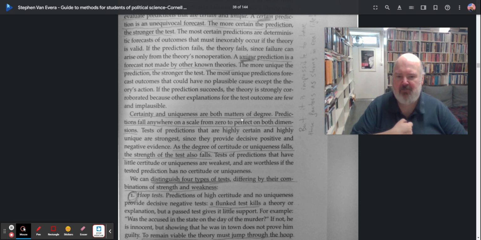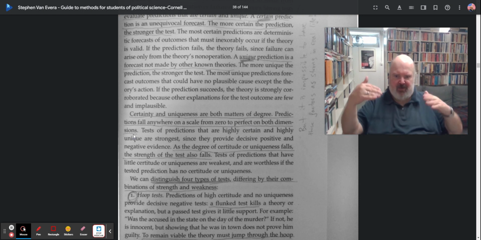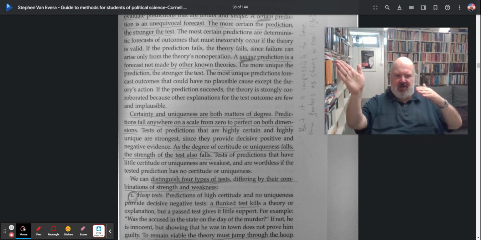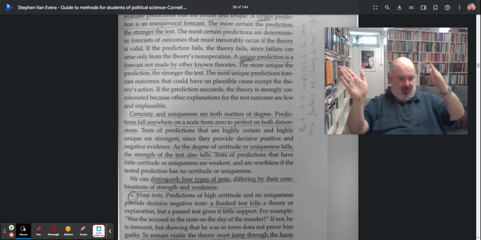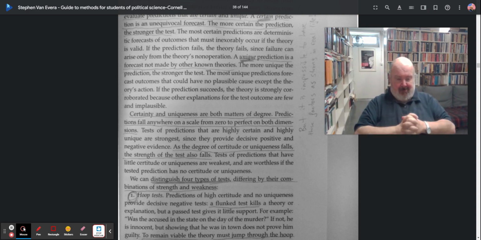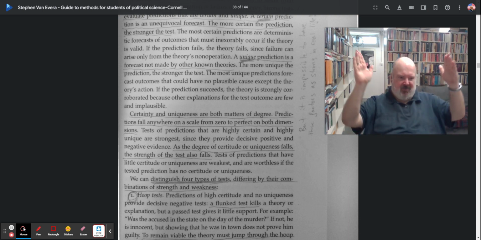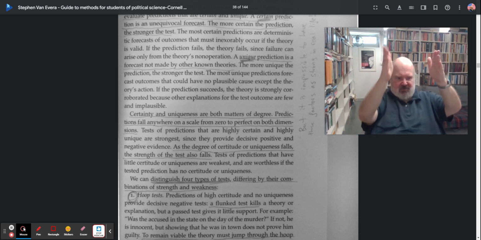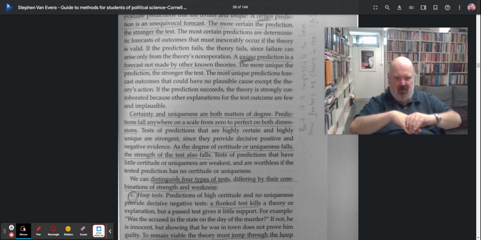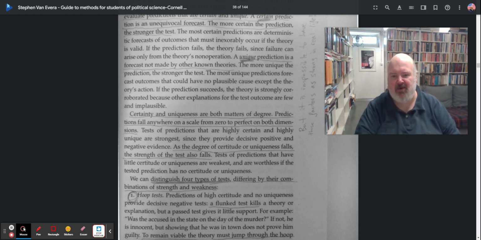Certainty and uniqueness are both matters of degree, right? This is important to understand. Predictions fall on a scale from zero to perfect on both dimensions: from no certainty to complete certainty, and from no uniqueness to complete uniqueness. It's a scale, but then we have a divide between high versus low.